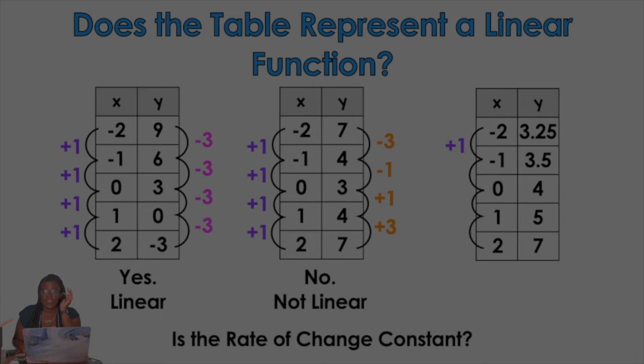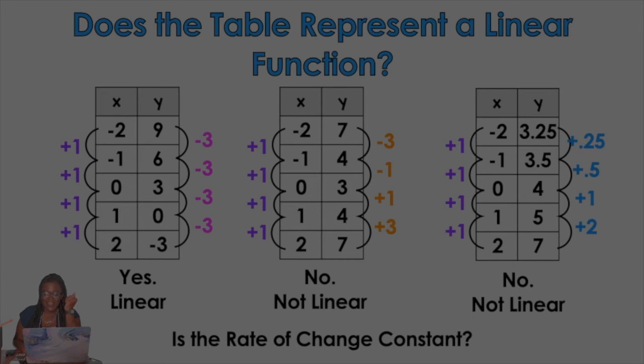Okay. Good, +1. Great. Constant on one side. But what we got on the other side? Plus 0.25, plus 0.5, plus 1, plus 2. That's not going to work out for us. The middle one is quadratic and the last one is exponential. But that's just free knowledge.